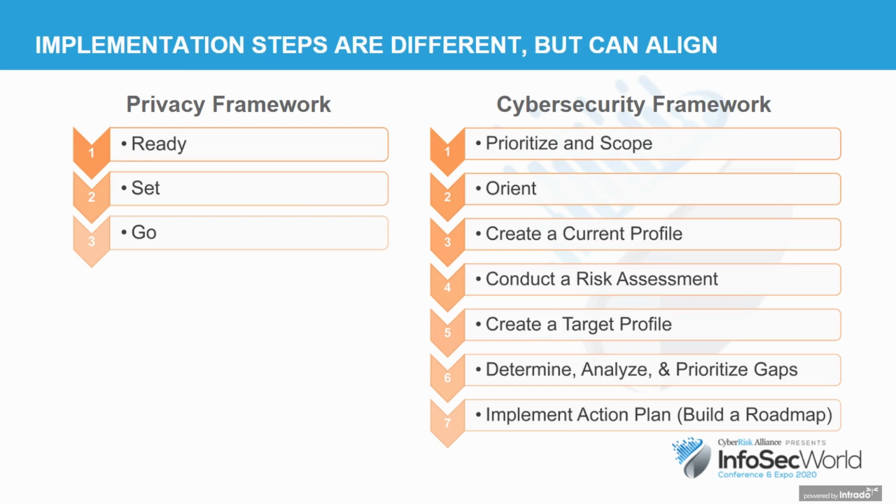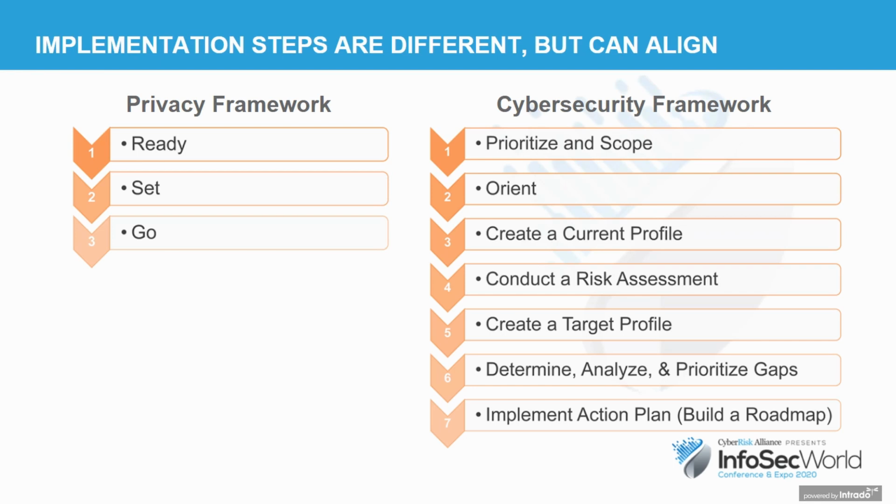So you can see that for the two frameworks, there are different implementation steps, but really they align very well. On the left for the privacy framework, we have our ready, set, go. Ready is used to identify and govern, looking at our identify and govern functions to get ready, basically understanding what we have so that we know what we need to do with it.